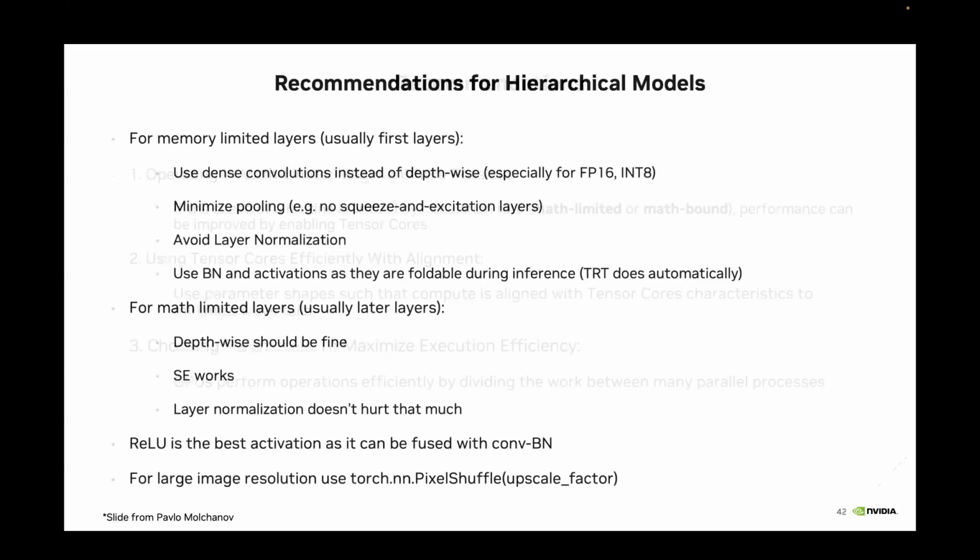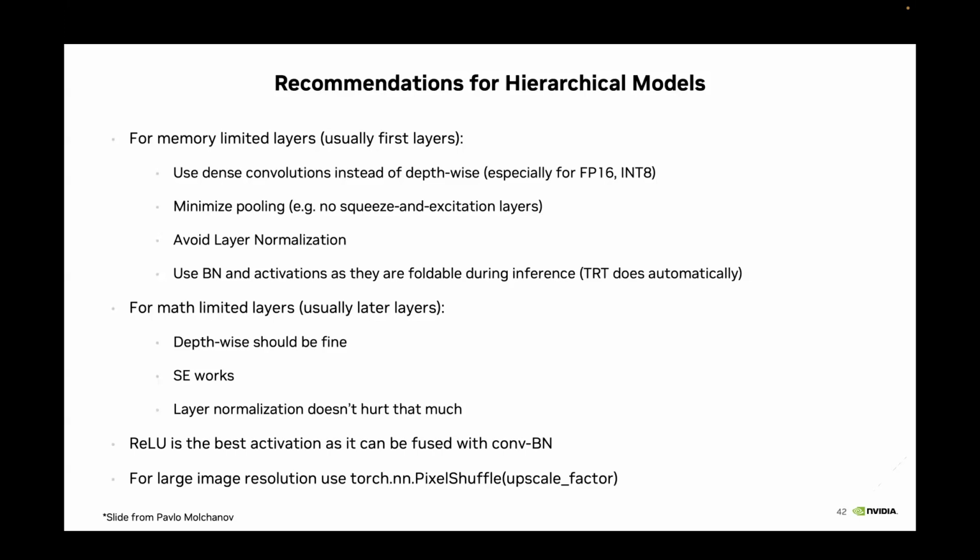So you have a hierarchical model. For memory limited layers, usually the first couple of layers, because as we know, it's coming in there, there's usually a lot of compute. They can take up a lot of memory in the front end. Dense convolutions are common. Go ahead and use dense convolutions. You don't have to sparsify the first layer necessarily. Use that dense. Minimize pooling. Avoid layer norm. Pablo mentioned it. Layer norm requires you to go over the data and go back over the data. Try to avoid that.